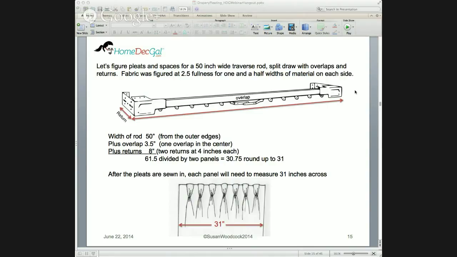So we have a 50-inch wide rod plus 3.5-inch overlap plus two 4-inch returns, and that adds up to 61.5 inches divided by 2 panels for a pair, and that's 30 3/4. And fractions don't make any sense in pleats and spaces, little tiny 1/4-inch fractions, so just round up to 31. So after the pleats are sewn in, each panel will need to measure 31 inches across. And note that I sketched in 7 pleats because it's 1.5 widths.